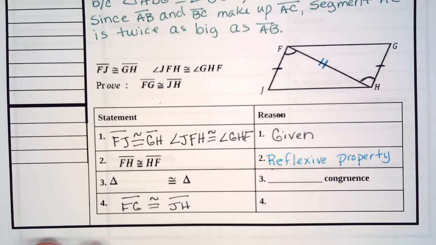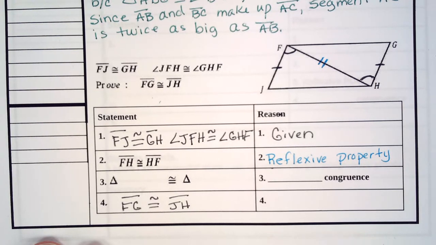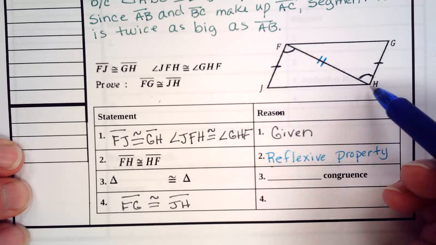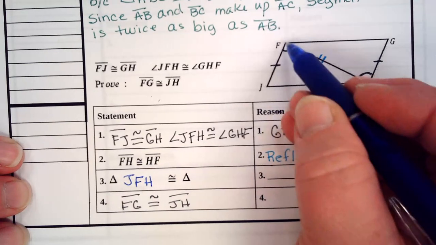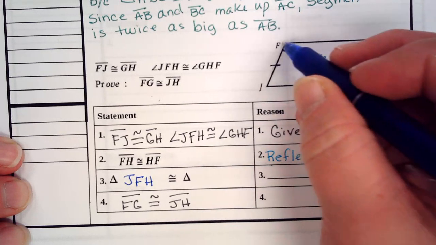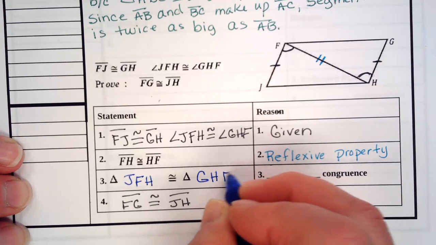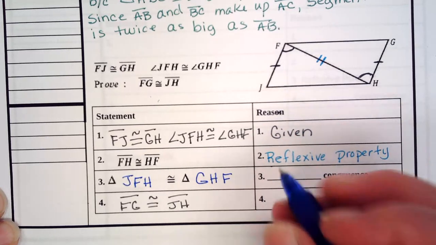Okay, that's your reflexive property. Now, it states that we can now prove two triangles are congruent. What two are they? Well, if we want to go in order, we could go JFH. So that's 1 and 2 and none. So GHF, 1, 2, none. But why? What congruence are we using? Side, angle, side.